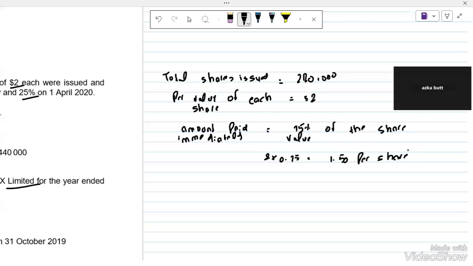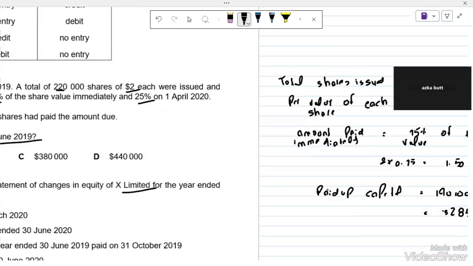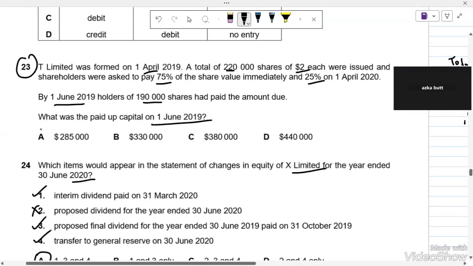Okay. So now we are going to calculate the number of shares paid up by 1st June 2019. By 1st June 2019, the holders of 1,000 shares have paid the amount due, basically. So now we are going to calculate the paid up capital. Paid up capital is equal to 190,000 multiplied by 1.50, because this is the value per share. So this is equal to $285,000. So A option is the right option.